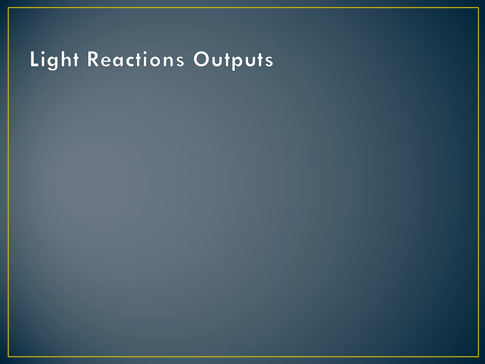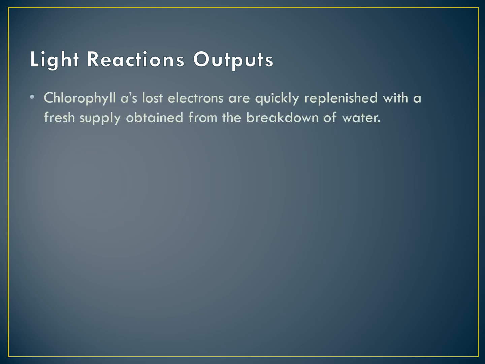Just a second ago, we talked about the inputs into the light reaction, and we said those inputs were light and water, and we also said that the outputs of the light reaction were oxygen, ATP, and NADPH. Let's take a closer look at the light reaction outputs.